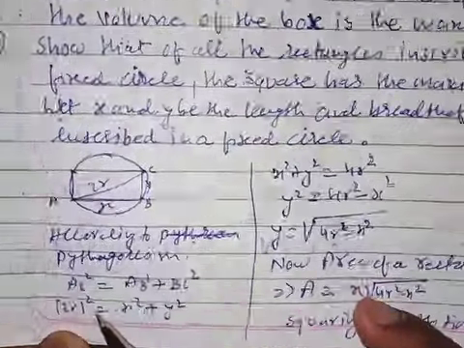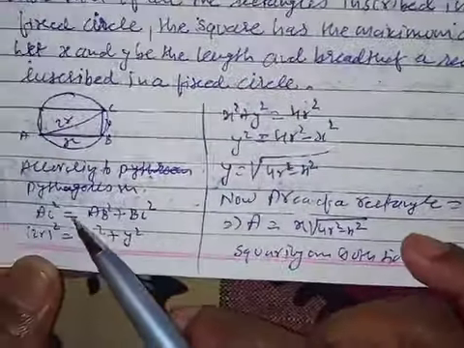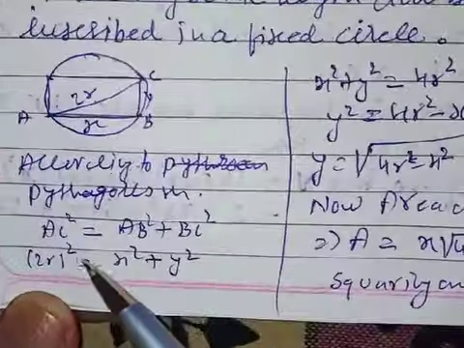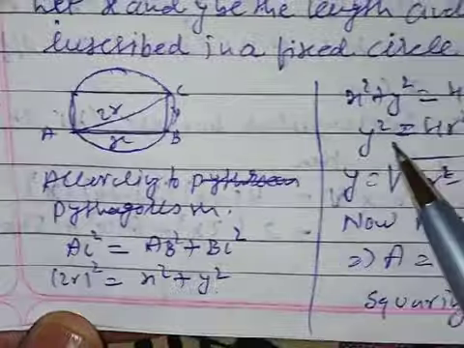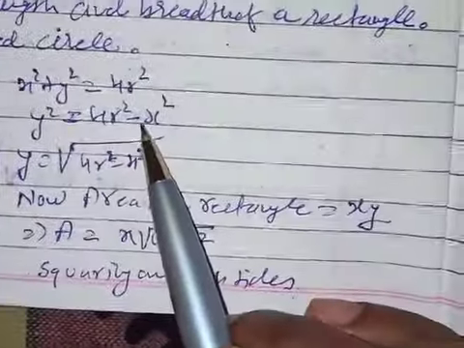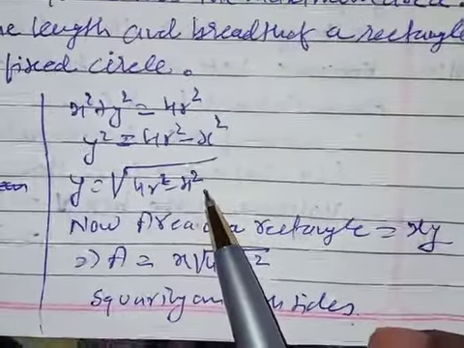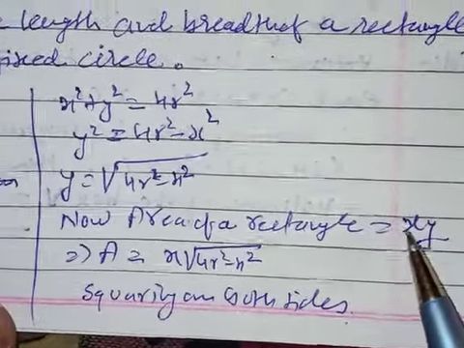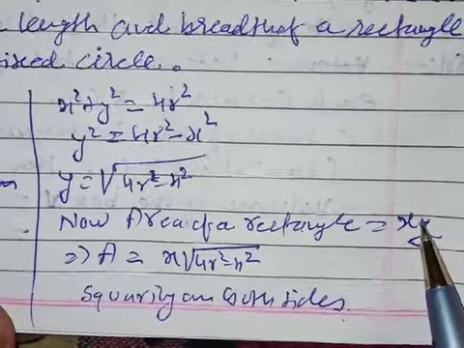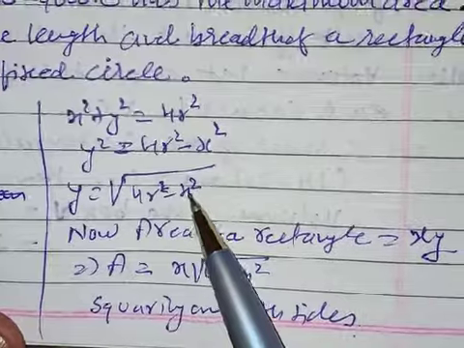So according to Pythagoras theorem, AC square is equal to AB square plus BC square. It is 2r, AC. If we substitute the value, we'll get y square is equal to 4r square minus x square. So y is equal to root of 4r square minus x square. Now we know that the area of a rectangle is x into y. Substitute the value of y here, which is in terms of r. r is a constant and x.